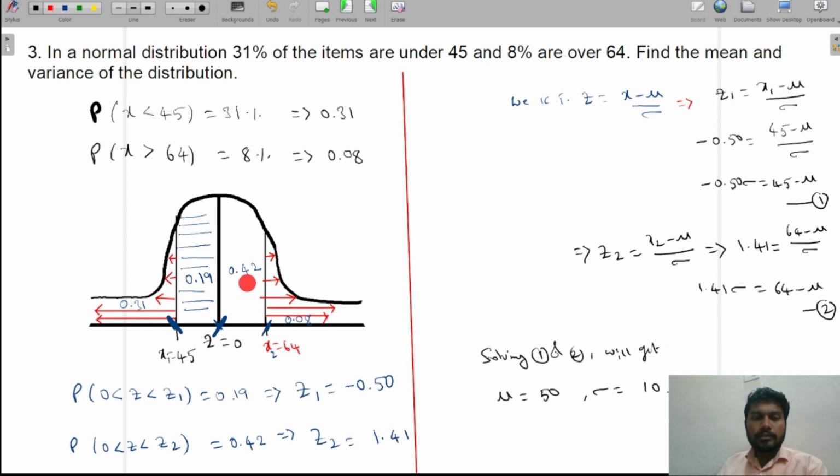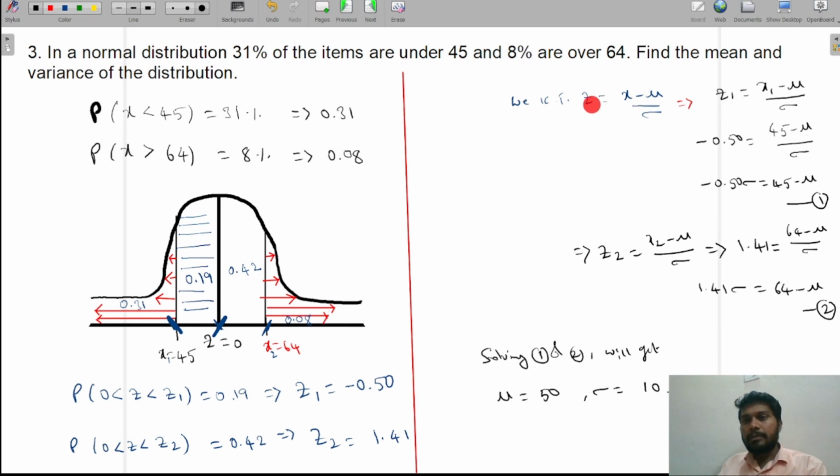0.42. Okay, then I'm writing a probability from point 0 to this z1. So p of 0 less than z1 is equal to 0.19. It implies z1 equals, at the place of 0.19 I'm having a value of z, minus 0.50. Actually 0.50 is there, but that area is towards the left side, so I kept a minus. Here this area is on the right side, so I'm not keeping a minus. Okay, so this is about z1 and z2.